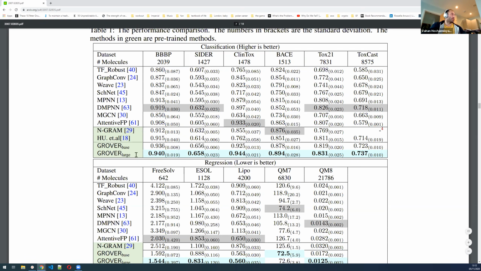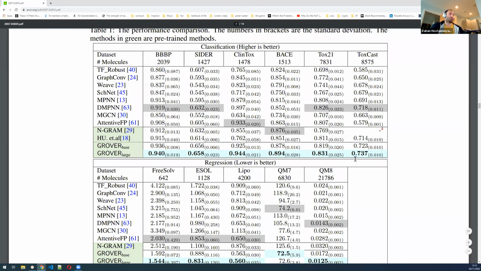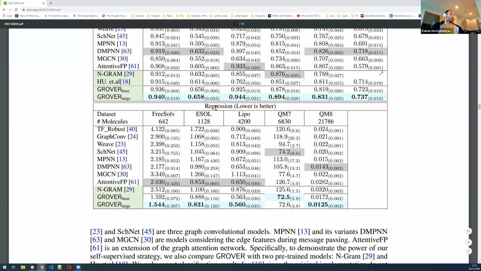Okay, and then the bottom algorithms are, well, the first 2 are pre-trained algorithms. The bottom 2 are GROVER algorithms. So we mentioned the N-gram and the Hu et al. method. Obviously, GROVER large outperforms all of them, sometimes by a pretty large margin. Not actually too large, but there is an improvement consistently. The base model doesn't necessarily outperform, right? It does in most cases, but not all. So these are classification problems, but they also study some regression data sets. Again, all molecules.